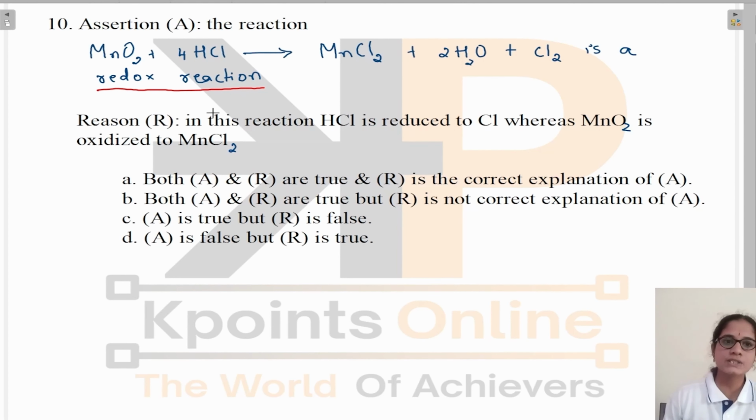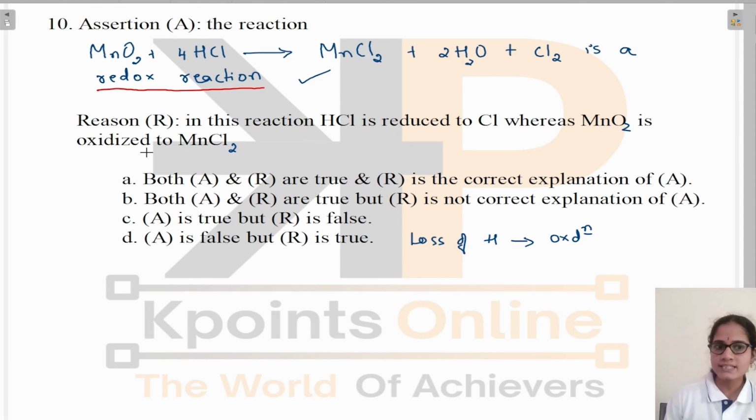First, let us analyze this assertion and reason. This is a redox reaction. Yes, it is true that it is a redox reaction, as there is loss of oxygen and loss of hydrogen here. Then the reason given here is, in this reaction HCl is reduced to chlorine, whereas MnO2 is oxidized to MnCl2. HCl is reduced to chlorine? No, this is not reduction. Here, when there is loss of hydrogen, it means it is oxidation. It is not reduction.